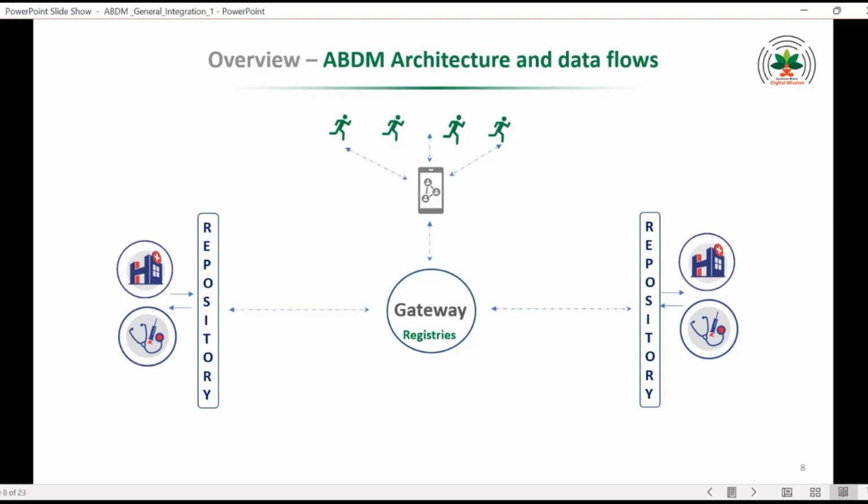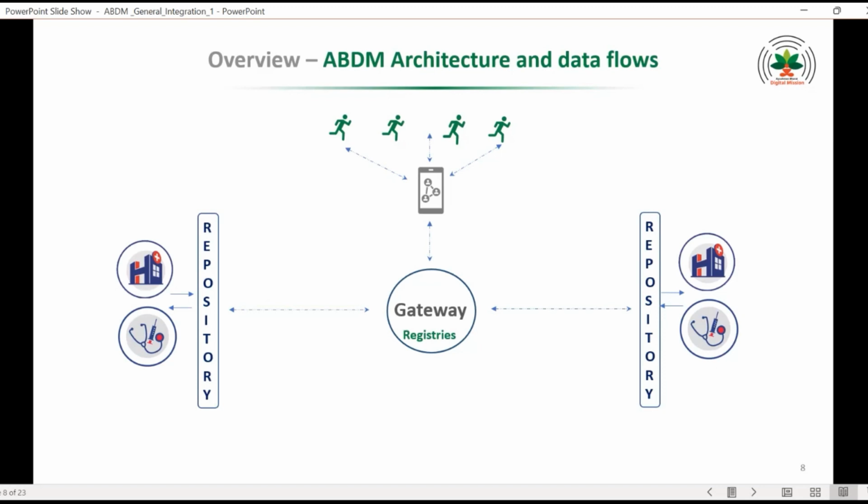So the gateway in turn notifies the HIP for the consent, who then starts preparing the data. Meanwhile, the gateway also notifies the HIU, which sends the data push URL. This URL is shared with the HIP, who sends the data. So data exchange happens directly between the HIP and the HIU.